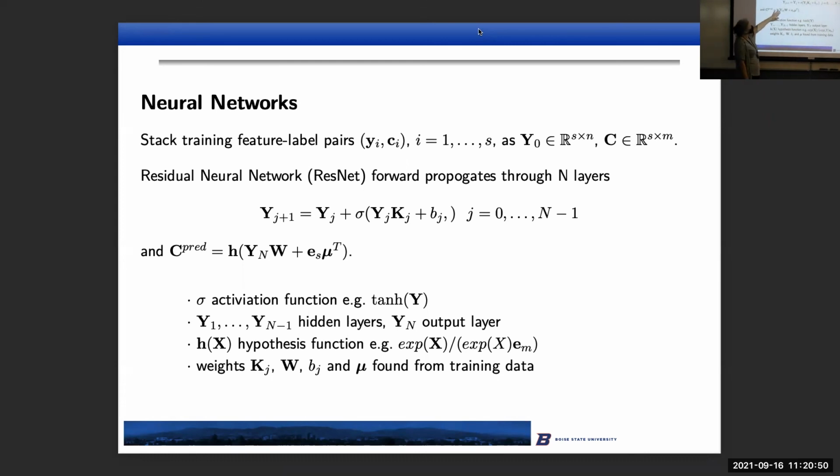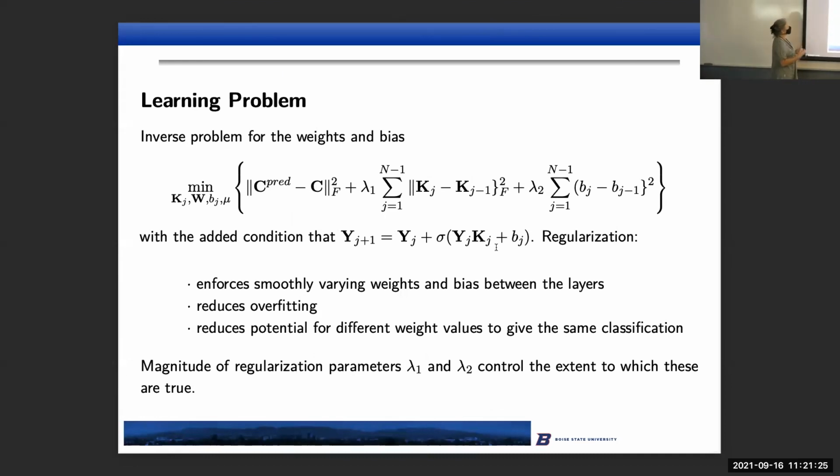And so we can write the propagation through the layers using this expression. And then at the end, we have our prediction here. So there's a lot of choices in here: activation function, number of layers, a hypothesis function. The main idea is that we need to find, when we're training, the weights and the bias. And so what happens in the learning problem is effectively we're solving an inverse problem. And so what we're trying to do is, after we've gone through the neural network, what we've predicted needs to match, or we're trying to match it with our labels.